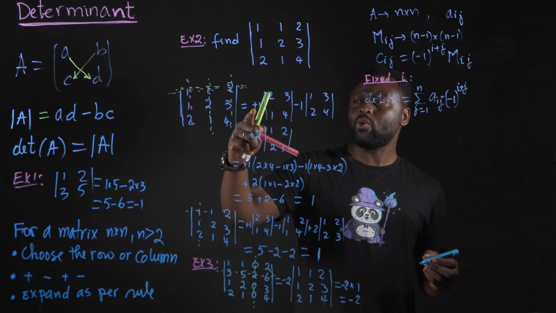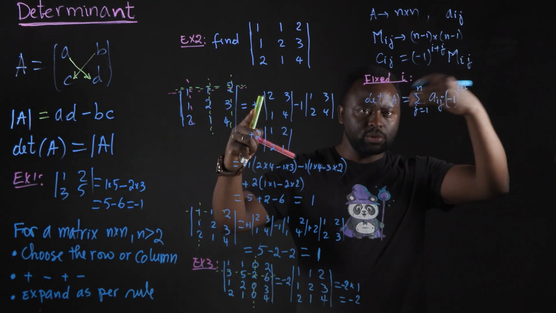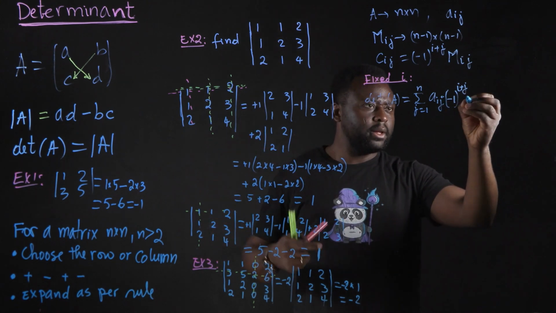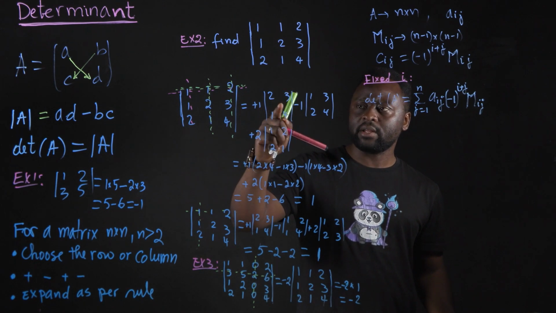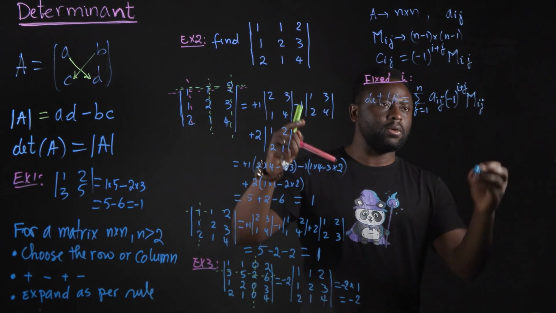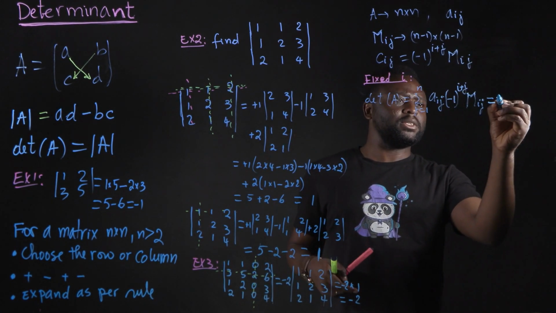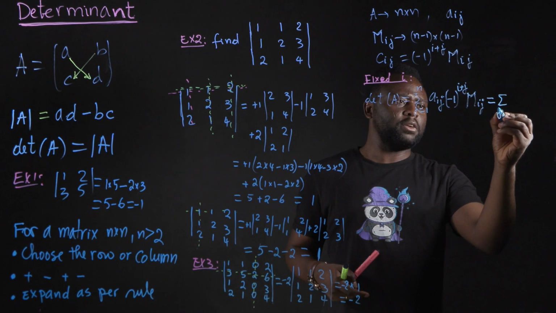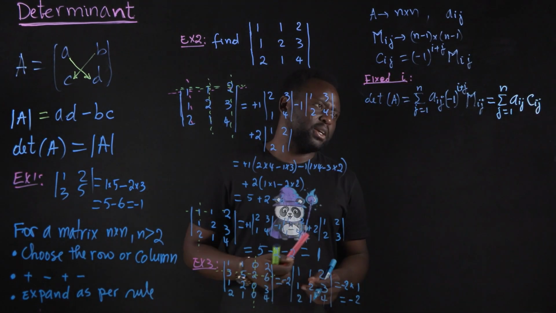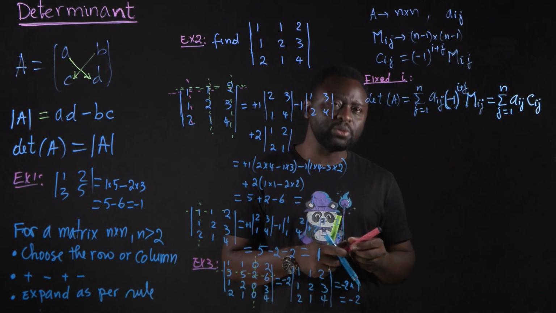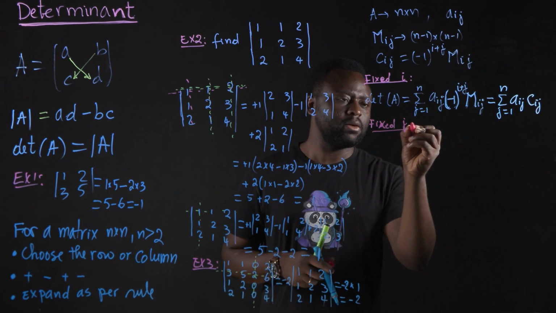So in this case, it is 1 because the row is 1, the column is 1. 1 plus 1 is 2. Minus 1 to the power 2 is 1. And we multiply by the minor. The minor here is just this matrix, 2, 3, 1, 4. As we defined the cofactor, if you want to use the cofactor, this is just the sum of j from 1 to n, Aij times the cofactor Cij.